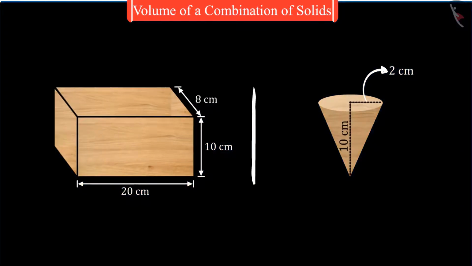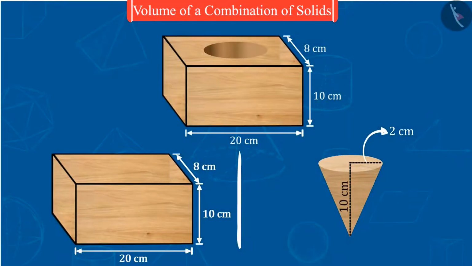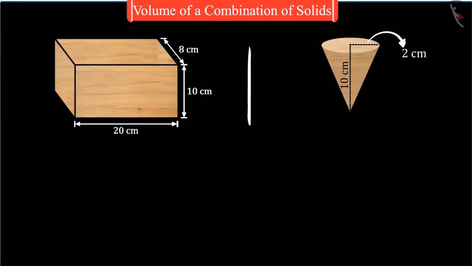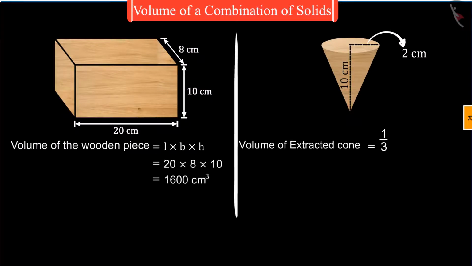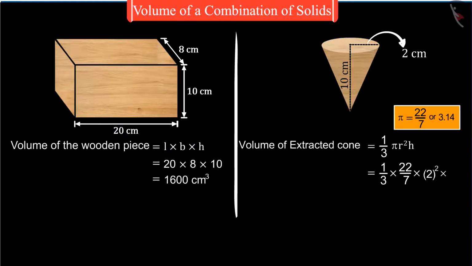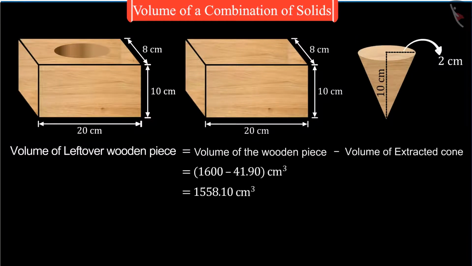But this time, these solids are not joined. So here, we will not find the sum of the volumes of these solids. Since here, one solid is taken out of the other solid, we subtract the volume of the smaller solid from the bigger solid. And this gives us the volume of the remaining piece of wood.